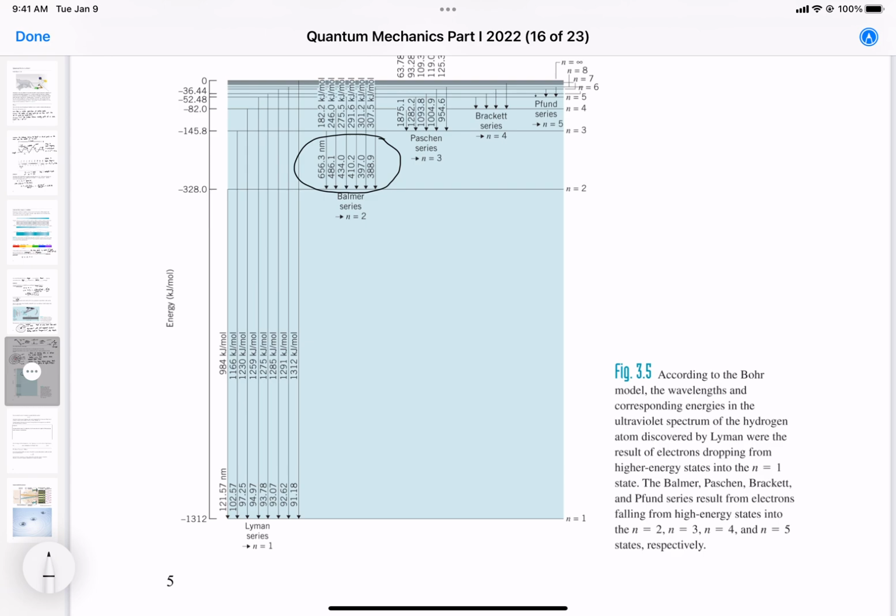And we see here the n equals 1 and 2 levels, and the wavelength of light will be 121. So that's something close to ultraviolet, something we can't really see using visible light. So it won't be visible light. It will actually be a higher energy form of light.